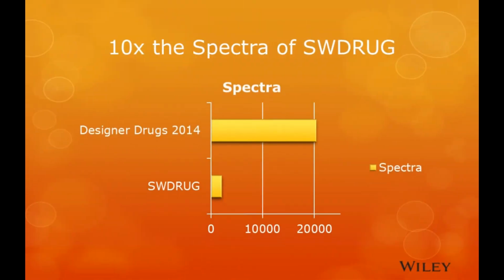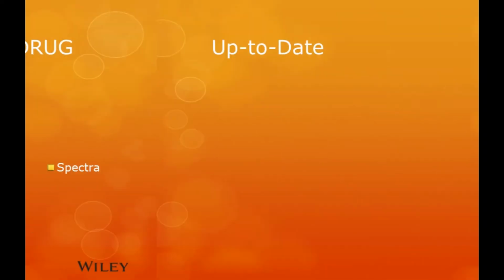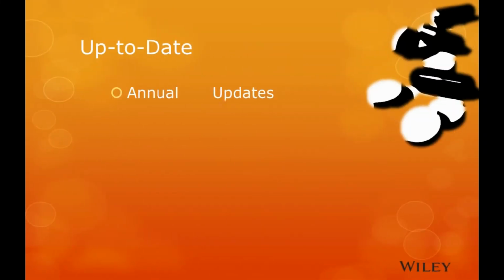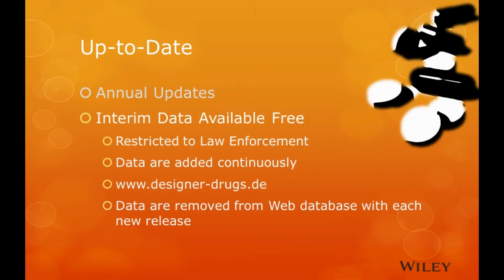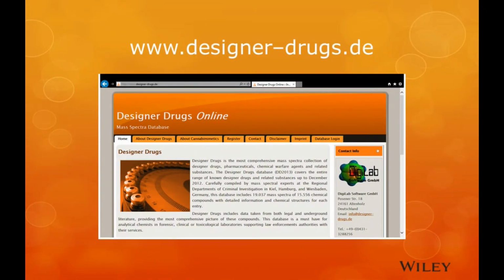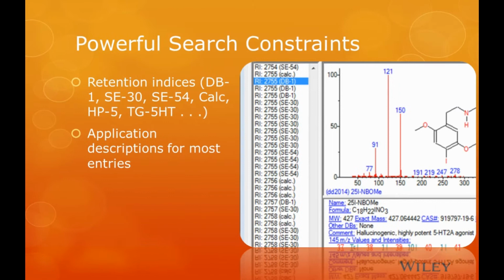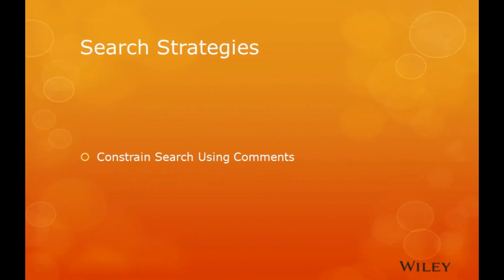To illustrate this, we show that Designer Drugs 2014 has over 10 times the number of compounds that are in SWGDRUG. Now, Mass Spectra of Designer Drugs is updated annually, and in interim releases we provide data to law enforcement for free at the website designerdrugs.de. Designer Drugs has information embedded in each record to help you find information more easily. This includes retention indices using various columns, as well as applications descriptions.